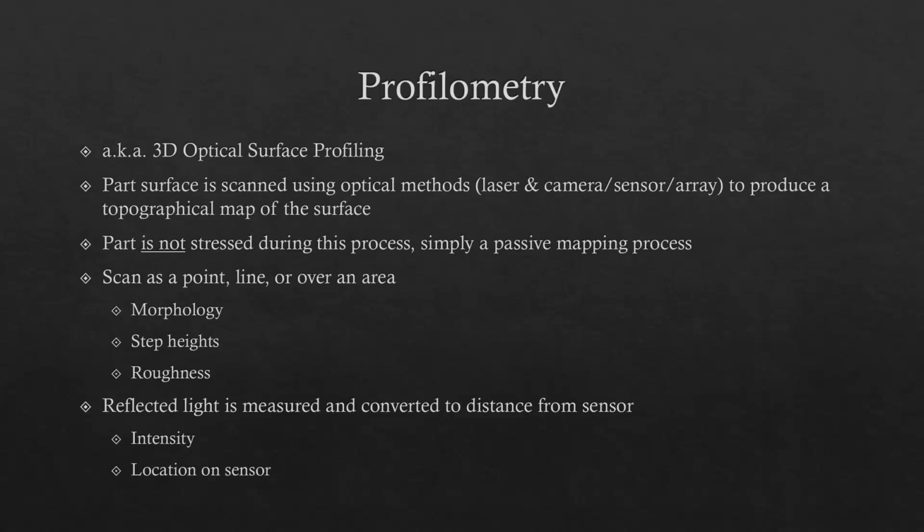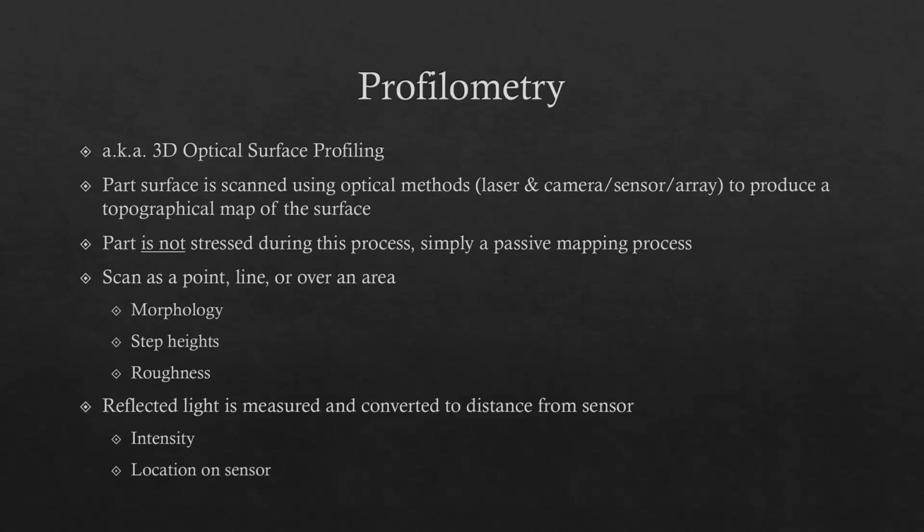So a scan can be even a point, a line, or an area. And we're looking at things like morphology, the shapes, different step heights, and even things like surface roughness. And so what's happening here is reflected light is going to be measured and essentially just converted to a distance from the center. And it's doing that based on the intensity and the location. And the location is sensed based on time, right?